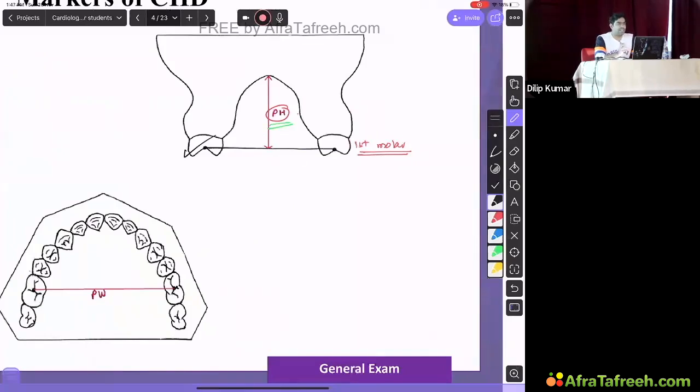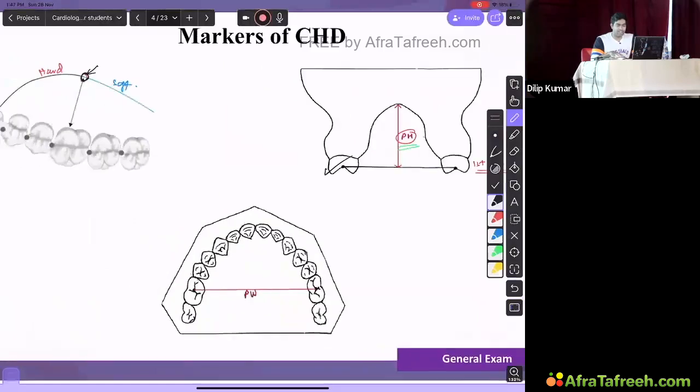Some variations in this definition are there because there is no universal standard definition. The definition I have taken is from Perloff. Perloff is one of the classic textbooks for pediatric cardiology, so all congenital heart diseases. So this definition is given in Perloff: first molar in the horizontal axis and the junction of the soft palate and the hard palate in the vertical axis. But some Indian variations will be there.